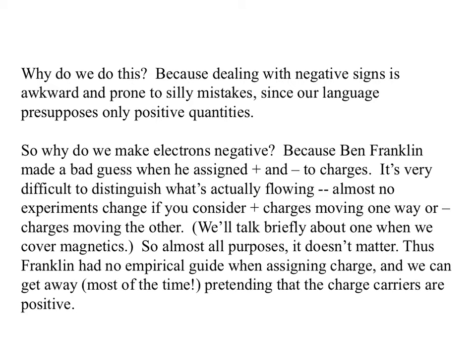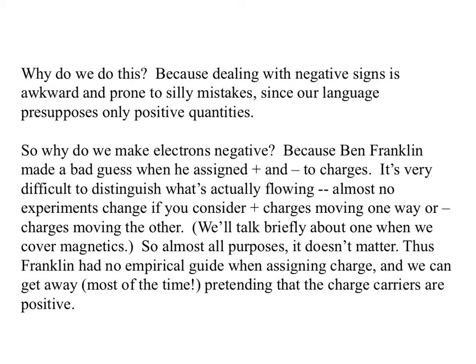All right, so then why do we make electrons negative? Because Ben Franklin made a bad guess. Remember that the origin here is that Franklin noticed that if you rubbed a glass rod with fur, you got some electric influence. If you did it with silk, you got a different one. And he showed that the silk and the fur one would cancel. And he said, oh, we'll call one of them positive and negative.